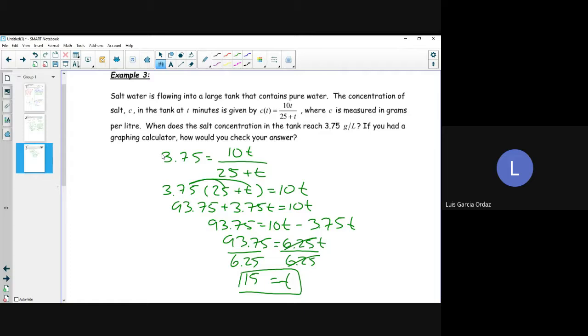I don't have a graphing calculator. Okay, how would you use Desmos to check? Just plug in the whole equation and look for 3.75, and that's your answer right there. And yes, we don't have that. I don't even think this department has a graphing calculator.